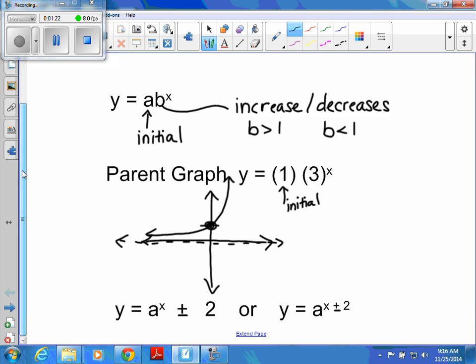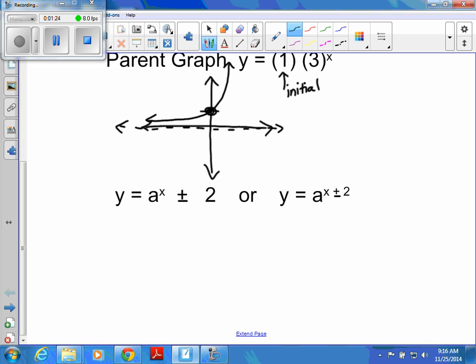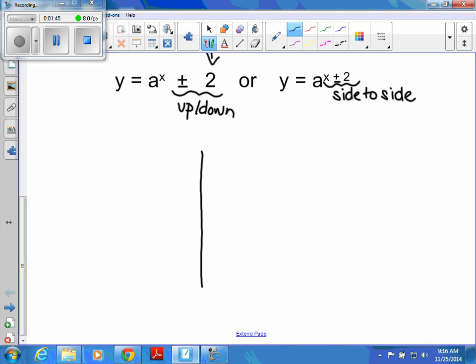Okay, the next part, the shifting of an exponential graph. This part will move it up or down. And this part will move it side to side, just like you shift other graphs. I want to do one extra one just to show you another one, and then we're going to do more in the section.